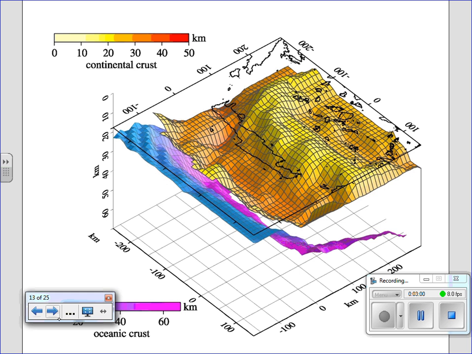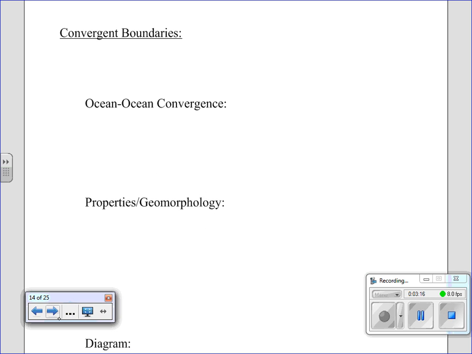Here then is a 3D image depicting one plate subducting underneath the other. You'll notice an island chain here. This is where you'd also have your active volcanoes, like so. And you'd have your trench out in this location. So to summarize convergent boundaries, there are three types. Convergent in general means two plates colliding.